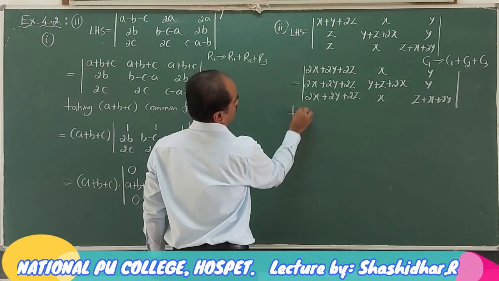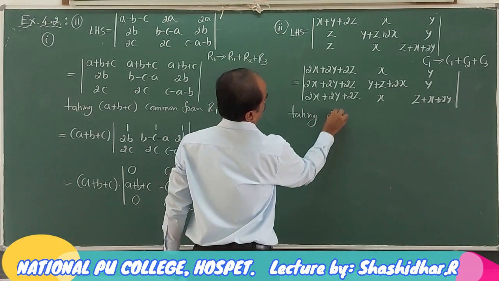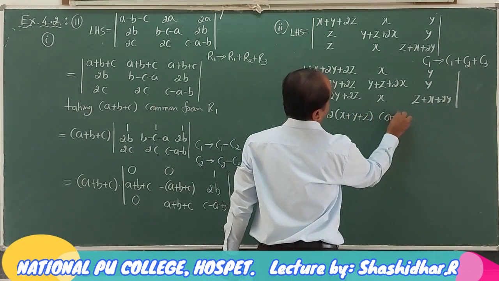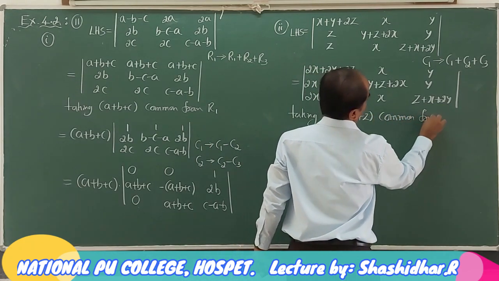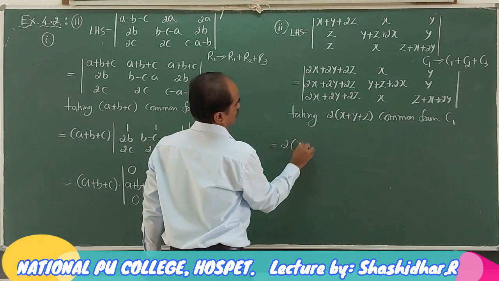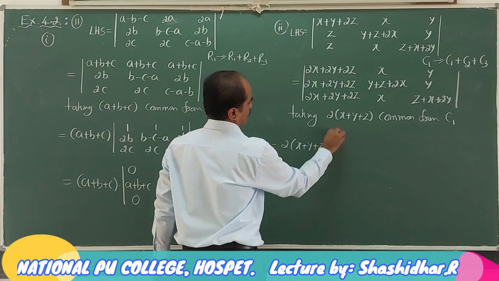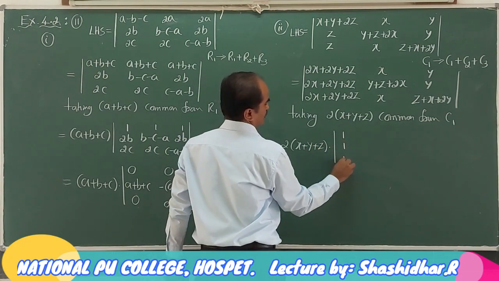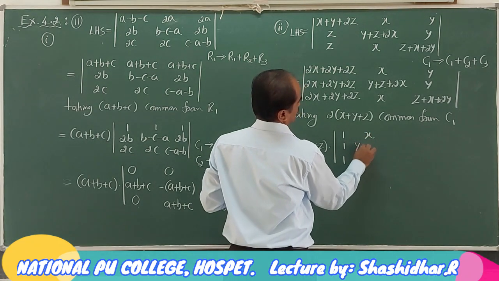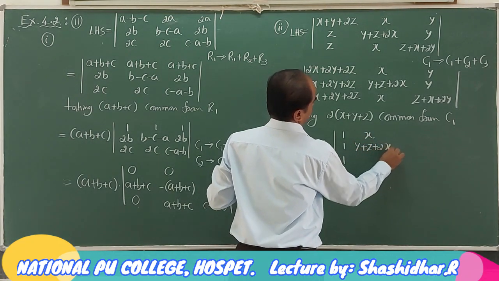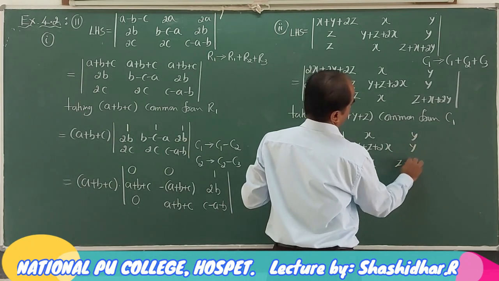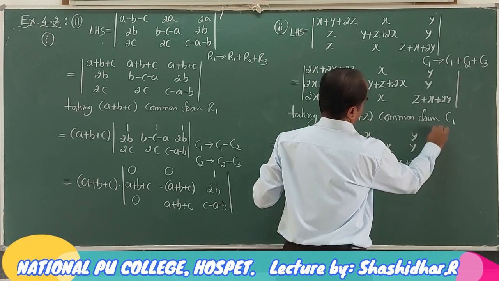Now write, taking 2 times of x plus y plus z common from C1, we are left with 2 times of x plus y plus z into determinant. First column entries 1 1 1. Second column x, y plus z plus 2x, x. Third column it is y, z plus x plus 2y.